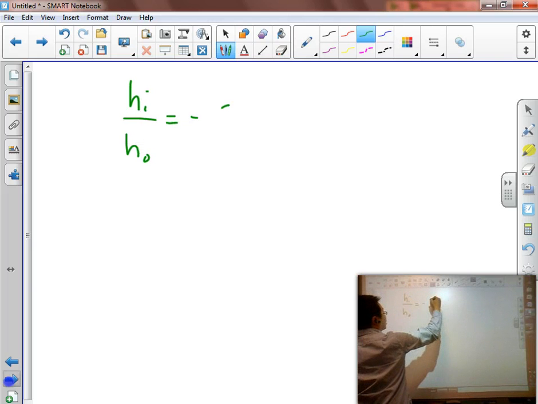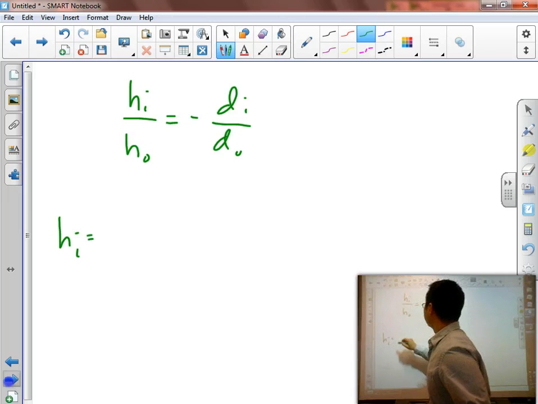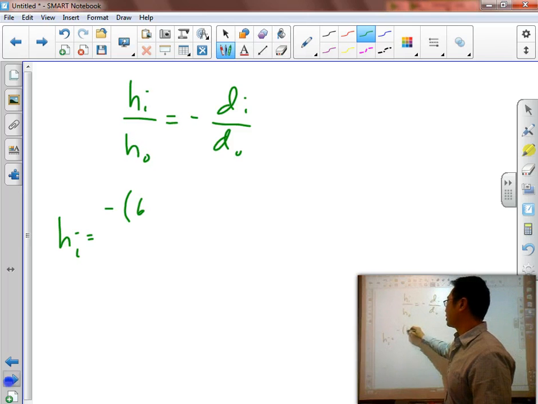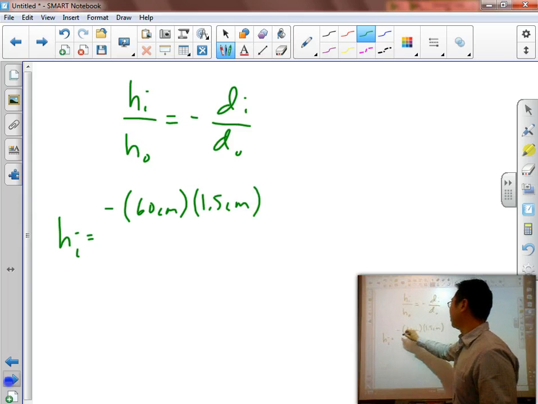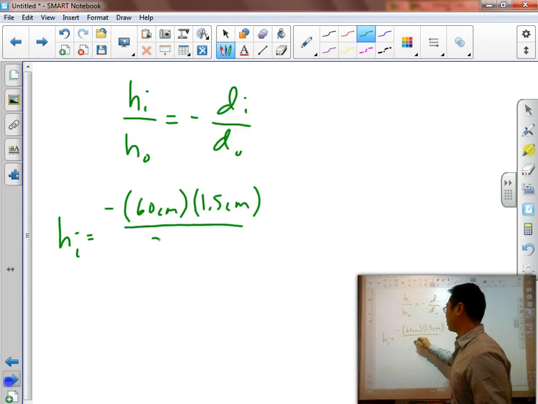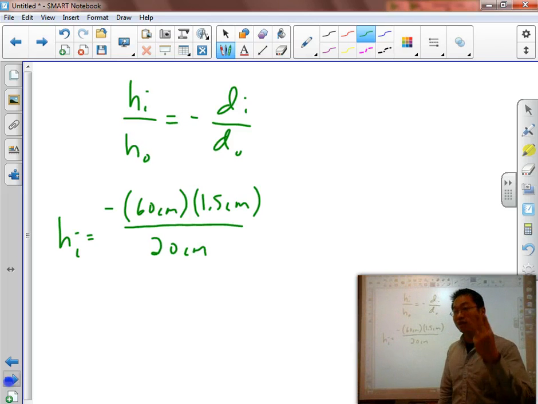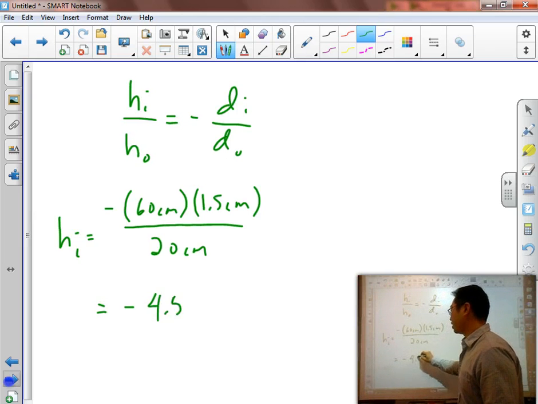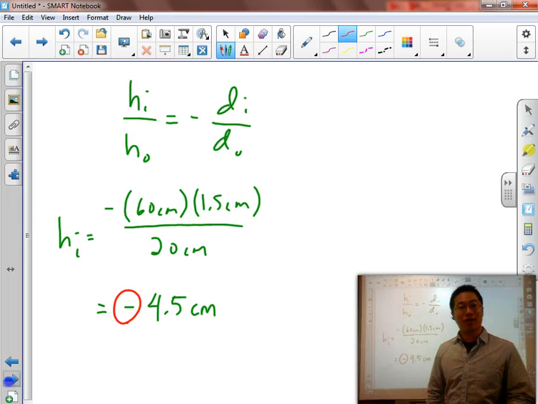hi over ho equals negative di over do. If we cross multiply, we'll see that the height of the image is equal to negative times the distance of the image, which was 60 centimeters, times the height of the object, which is 1.5 centimeters, divided by the distance of the object, which is 20 centimeters. Notice that the ratio of the distance of the image to the object is 3. It's 3 times further away, which means that of course our image is 3 times larger. But it's negative because it's upside down, it's inverted.